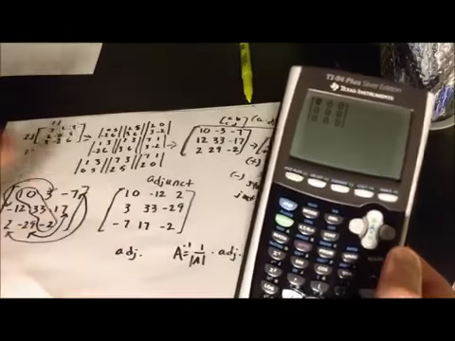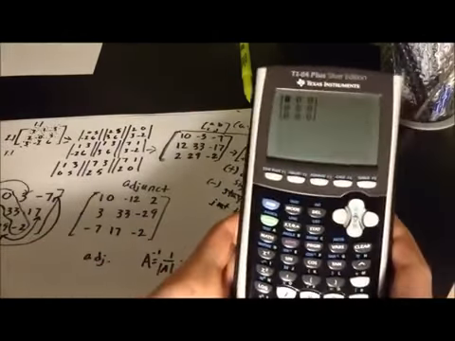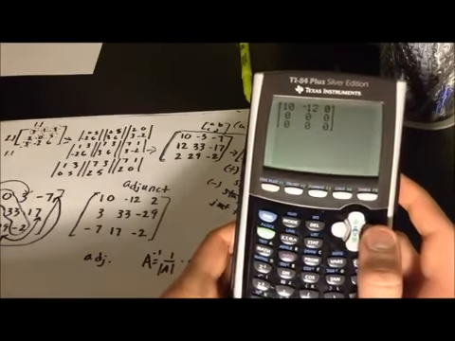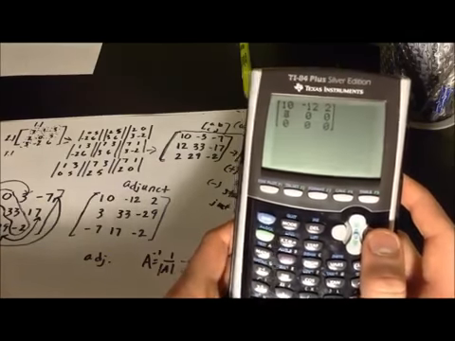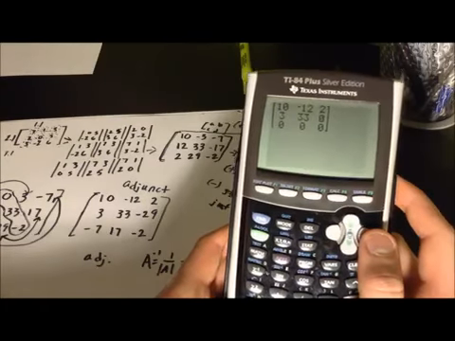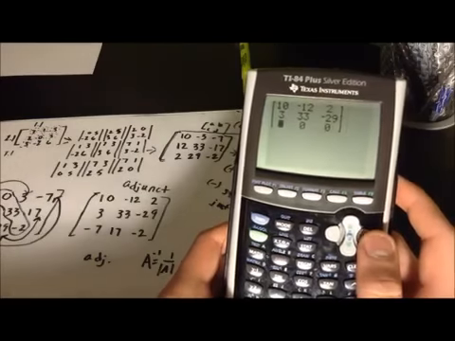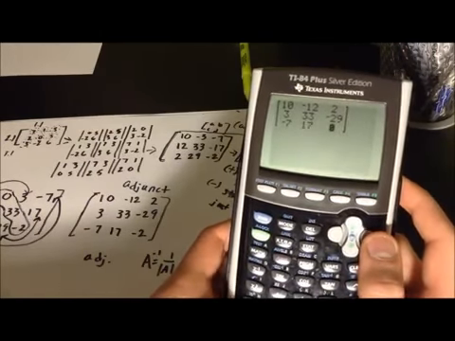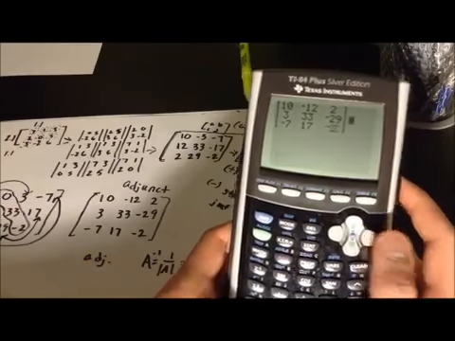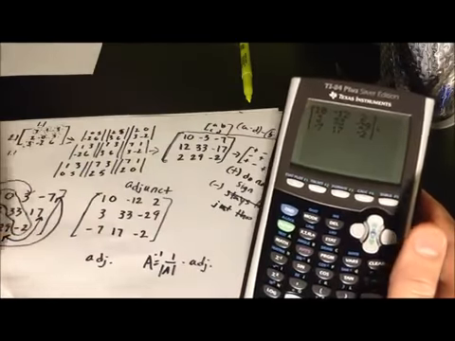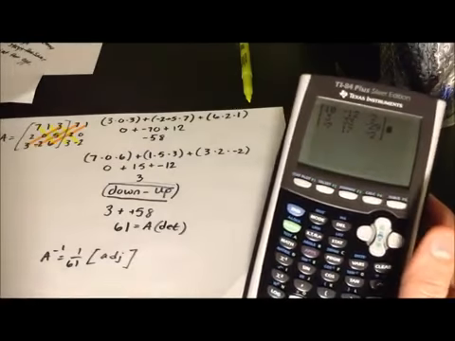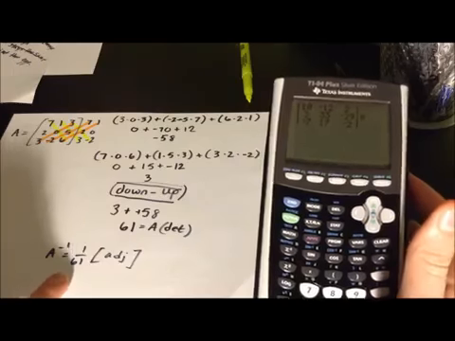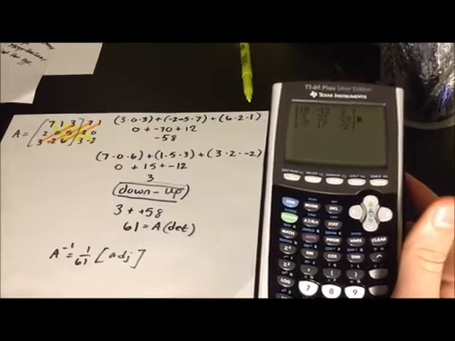And you're going to enter our ADJ, so let me bring the next piece, our old piece of paper. We had 10, negative 12, 2, 3, 33, negative 29, negative 7, 17, and negative 2. So that was our ADJ, or adjugate matrix. So we know we have to do that times 1 over 61, and that'll give us the inverse of our original matrix A.